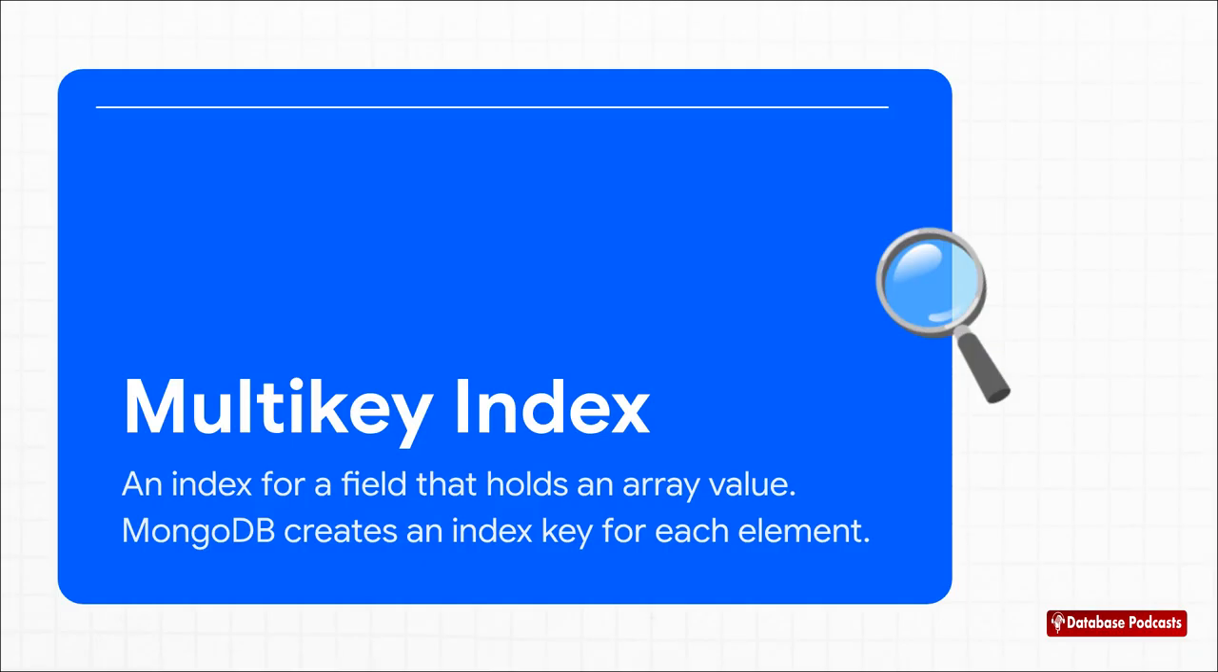That is the perfect job for a multi-key index. Here's the magic. Instead of looking at the array as one single thing, MongoDB is smart. It actually peeks inside the array and creates a separate index key for each and every item in there. It's like creating an index card for MongoDB and another for database. So when you search, it finds that match instantly.